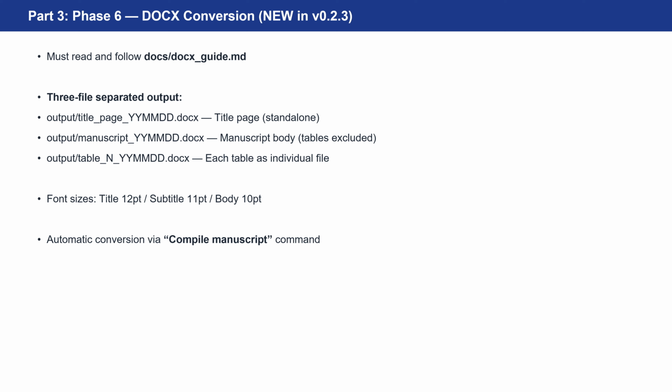The manuscript is converted to DOCX following the rules defined in docsguide.md. The key feature is 3-file separated output: the title page as a standalone file, the manuscript body merged without tables, and each table as an individual DOCX file. Font sizes are title 12 pt, subtitle 11 pt, body 10 pt. The compile manuscript command handles the entire conversion automatically.